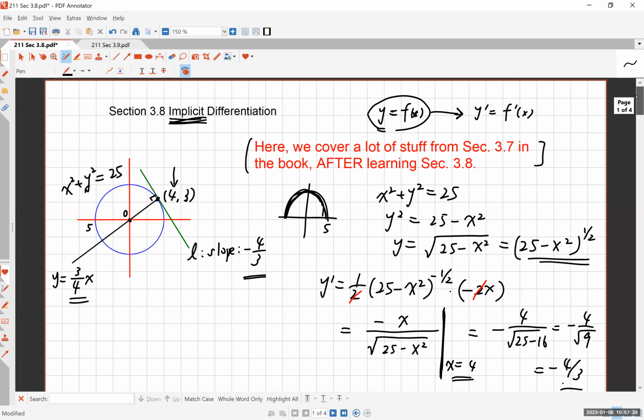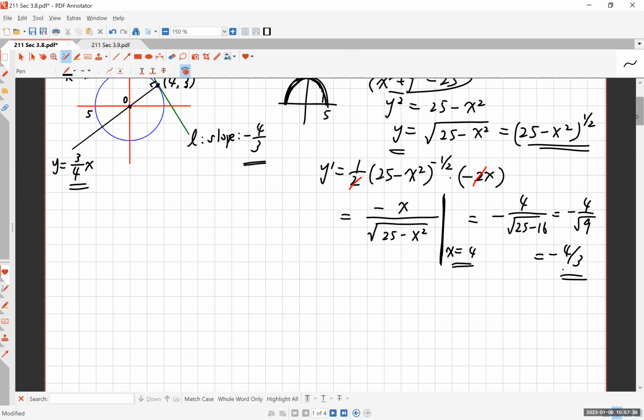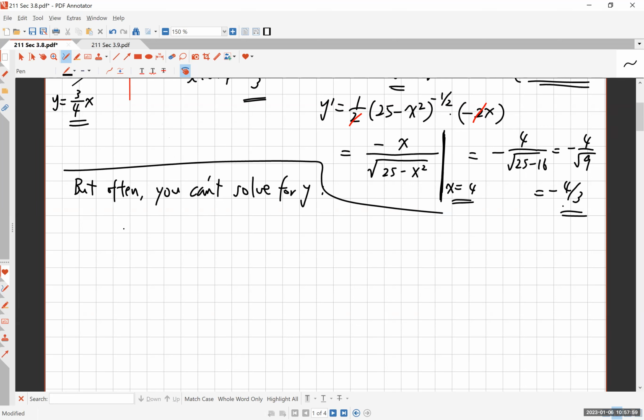Well, sometimes you can't do what we just did here. Sometimes you have an equation so that no matter how you try, you are not going to be able to write y is equal to anything. So this time it worked, but often you can't solve an equation for y. So in a case like this, you are going to do what is called implicit differentiation.